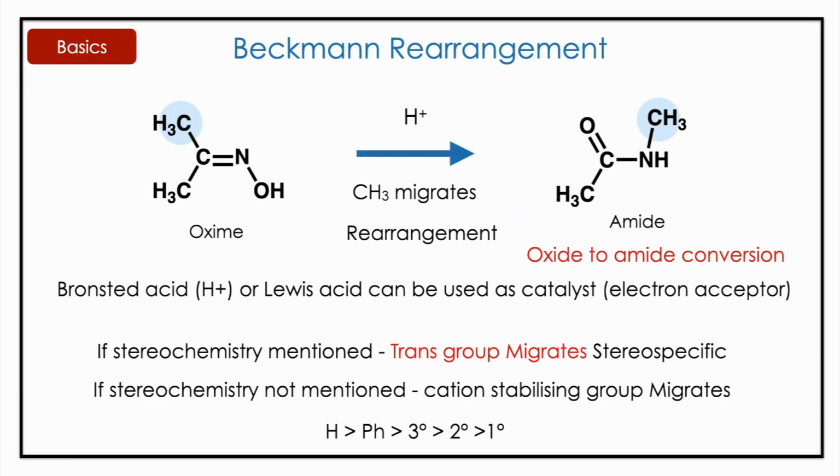The first obvious question will be, what is Beckmann rearrangement? It is basically a conversion of oxime into amide. You are using acid as the catalyst, one group migrates, which creates a mechanistic pathway to the amide. The acid can be a Lewis acid or a Bronsted acid. And the fact here is that the trans group migrates. That's why it is stereospecific. If stereochemistry is not mentioned, the more electron-rich group migrates because there is a chance of cation formation. So the migrating ability is hydrogen highest, then phenyl, then tertiary, then secondary, then primary.